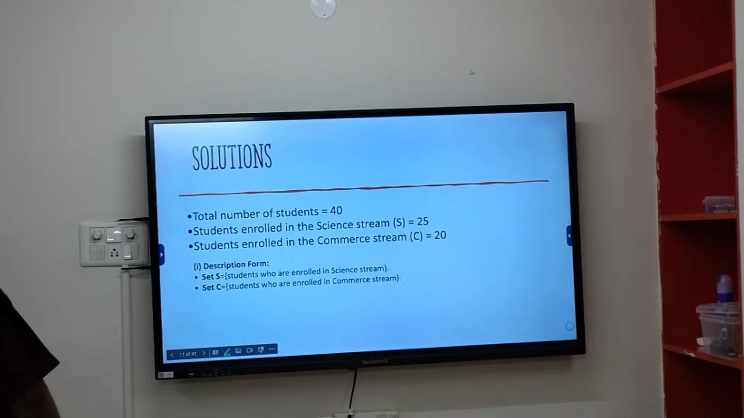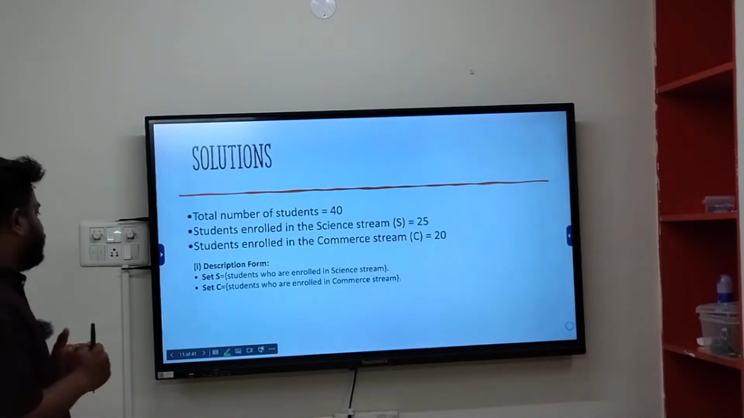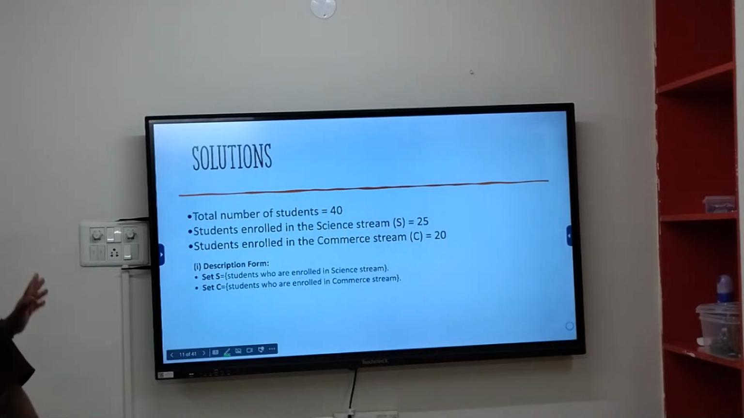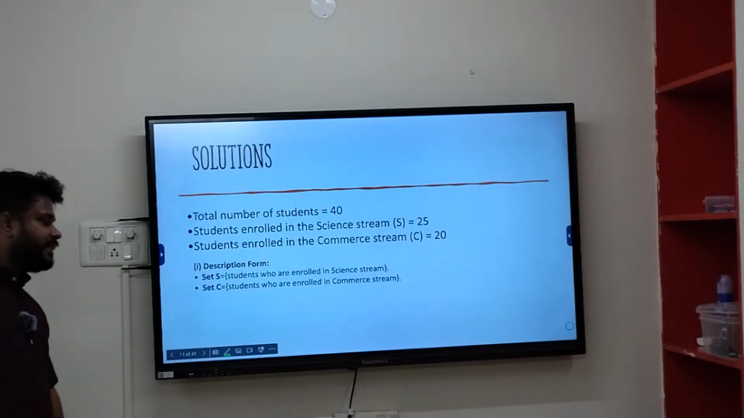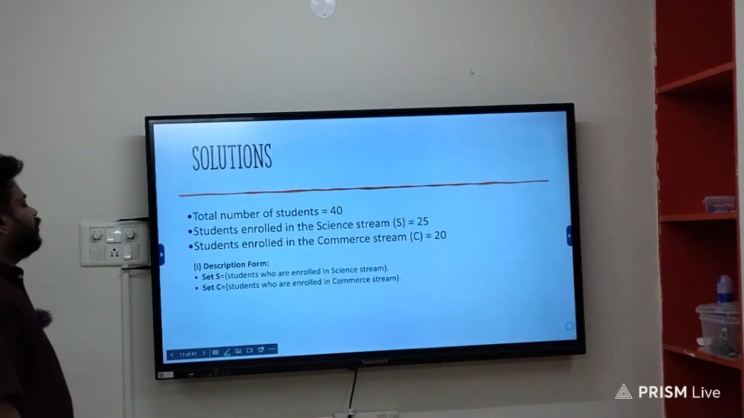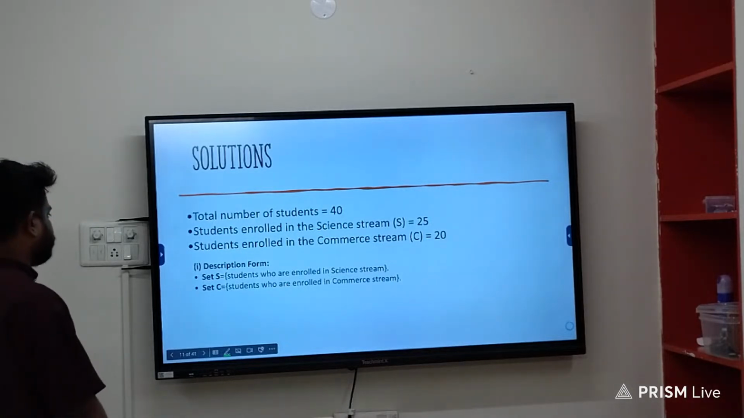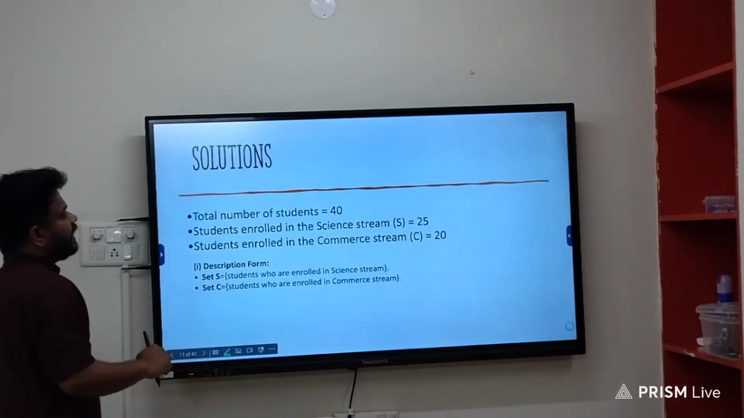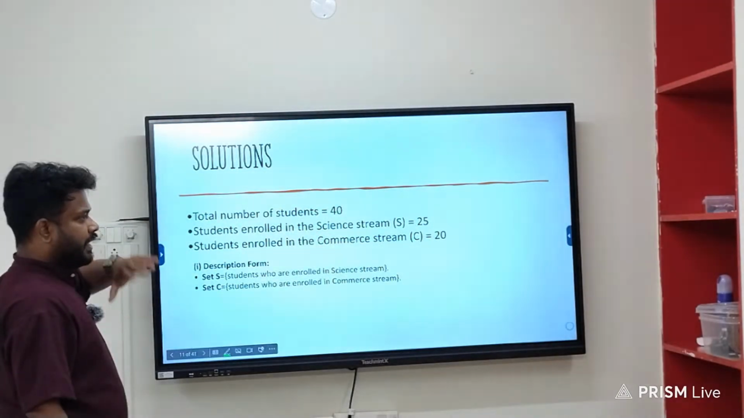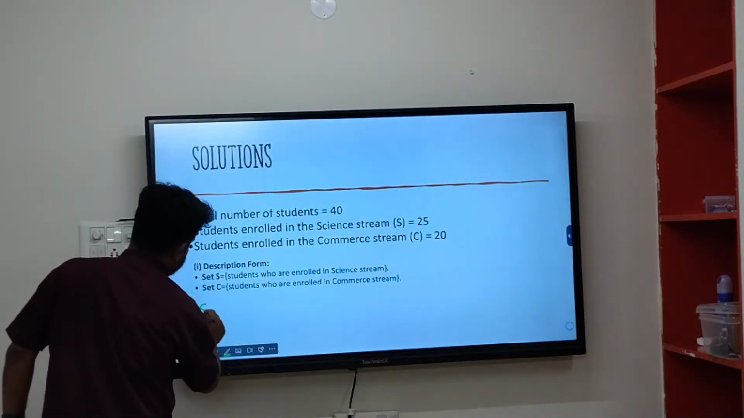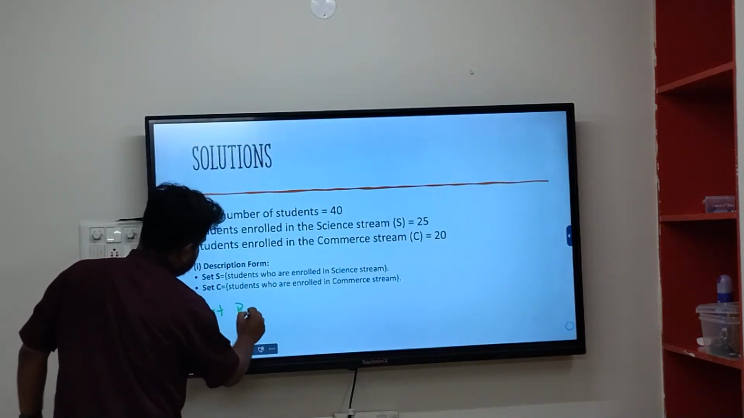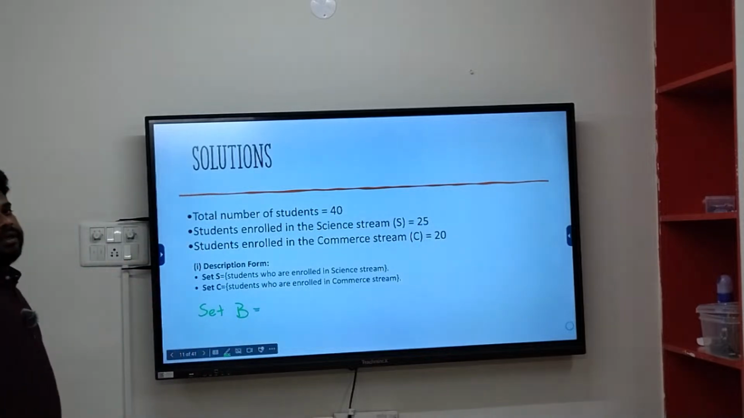So the total number of students is 40, students enrolled in the science stream is 25, and students enrolled in the commerce stream is 20. If we write it in description form, set S denotes the students who are enrolled in the science stream, and set C denotes the students who are enrolled in the commerce stream. Okay. And if there are a few students who enroll in both streams, we can denote that set like this, set B.